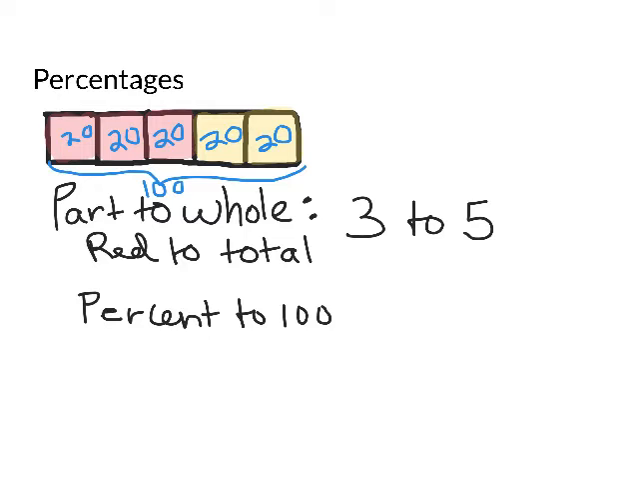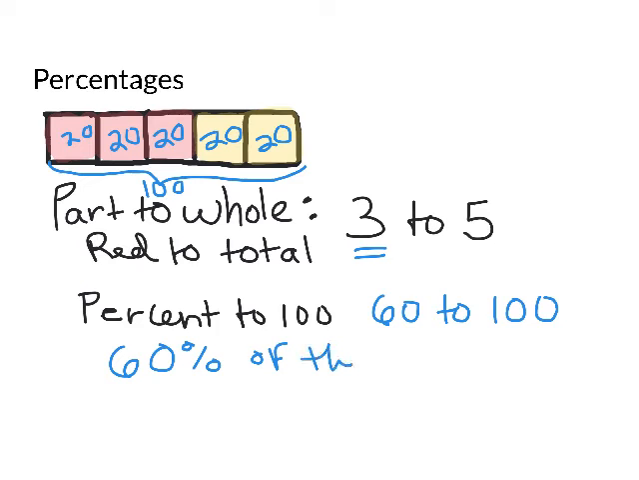And so that means that our percent ratio would be 20, 40, 60 to 100. Because those 3 boxes that were red in the part to whole are worth a total of 60 when we've broken it down into hundreds. So that means we could say that 60% of the boxes are red.